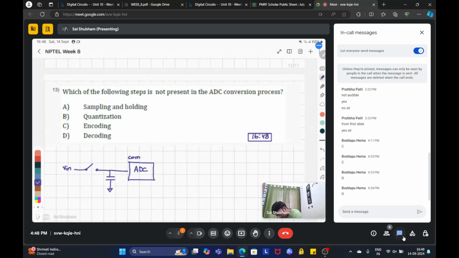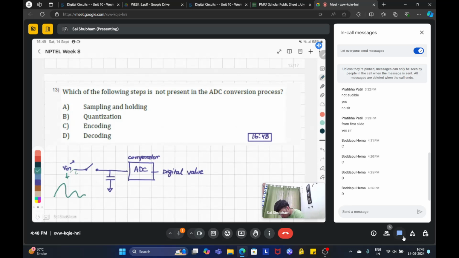comparator. Your input voltage is actually changing with time, right? So you cannot continuously convert the input voltage to your output digital value. Continuous conversion is not possible. I think in flash type ADC it is possible, but in other cases you need some time.